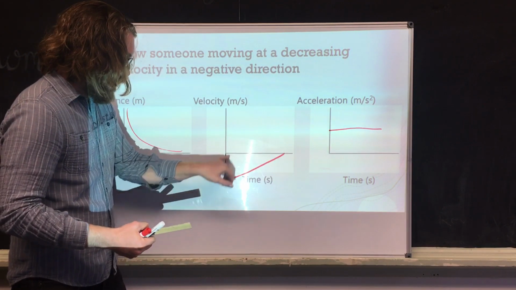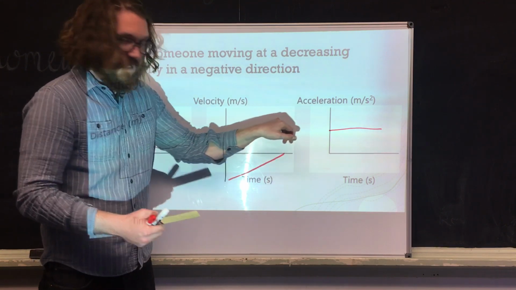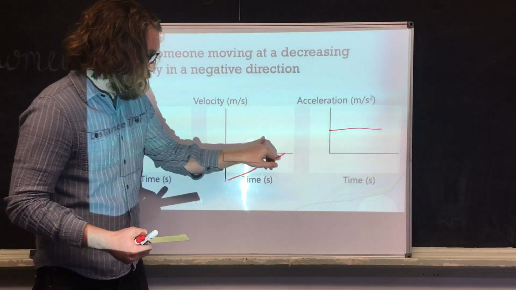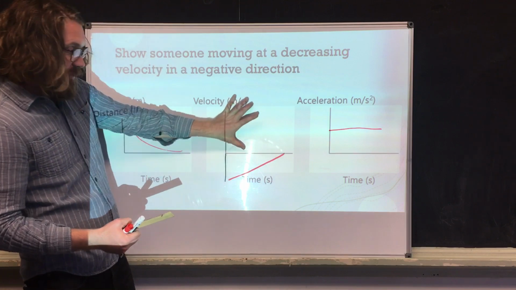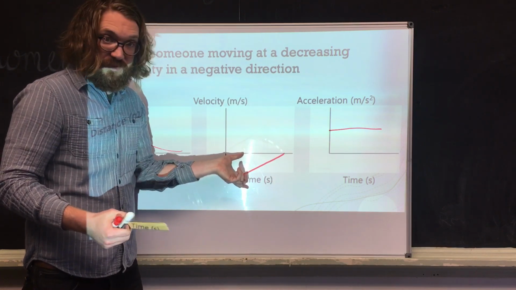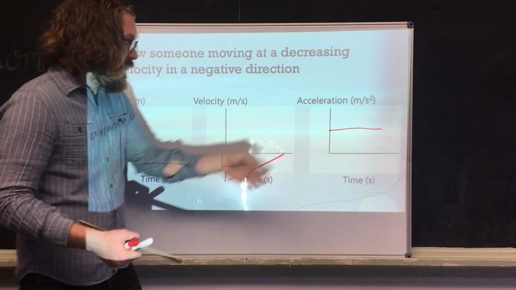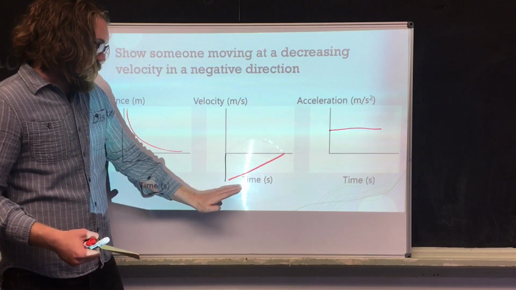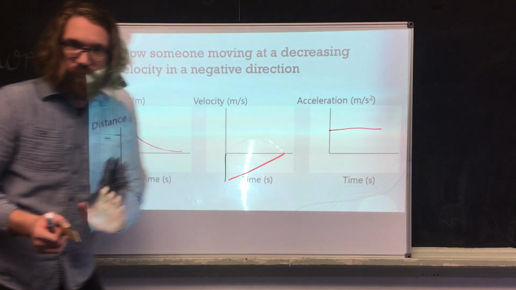Velocity, as it goes away from zero, it gets faster. As it goes towards zero, it gets slower. If that happens above zero, it's positive, it's going forwards. If that happens below zero, it's negative, going backwards. And your acceleration is just the slope of your velocity graph.